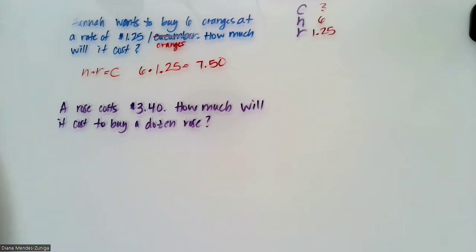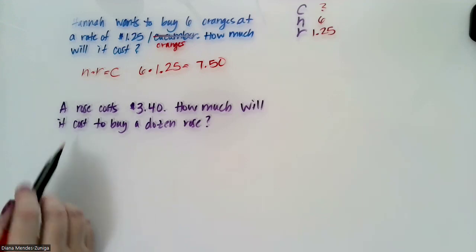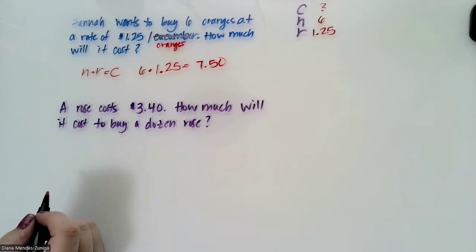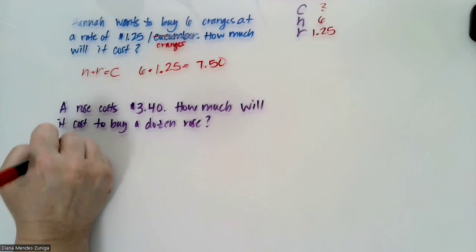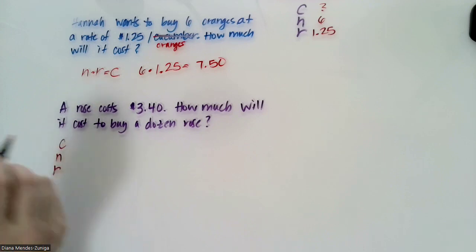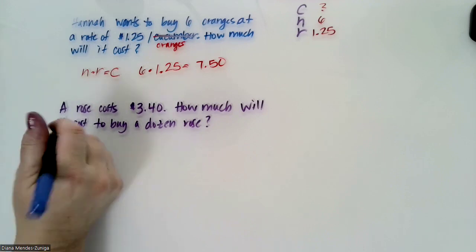Now, as we look at the next one, it says a rose costs, let me get my screen back here. I lost my screen. Okay, we look at the next one. A rose costs $3.40. How much will it cost to buy a dozen roses? So we have our C, our N, and our R.